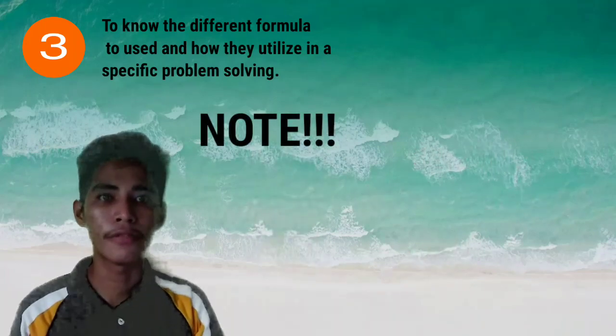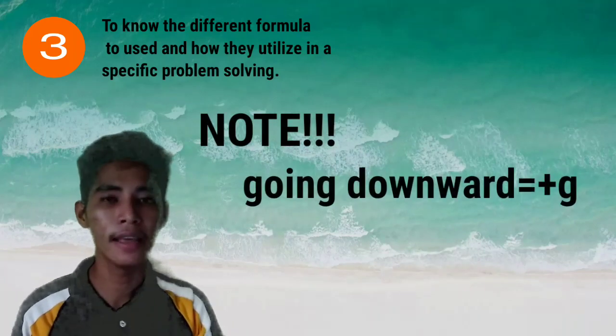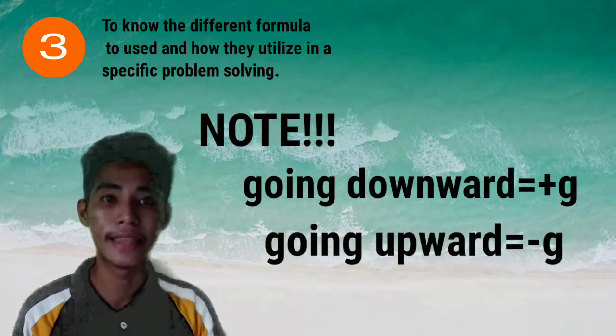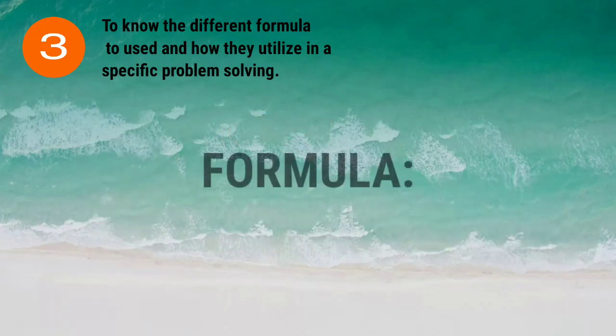Note that if it is going downward, then the value of g, or the acceleration due to gravity, is positive, while if it is going upward, then the value for g, or the acceleration due to gravity, is negative.